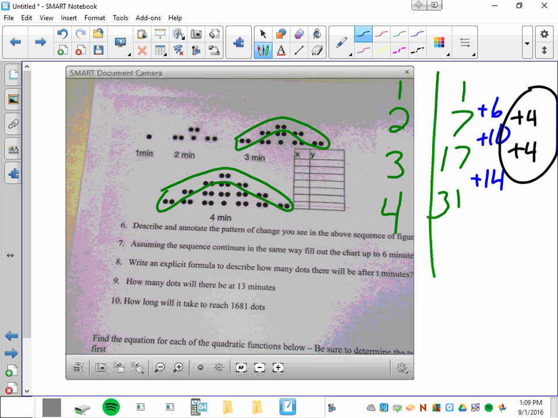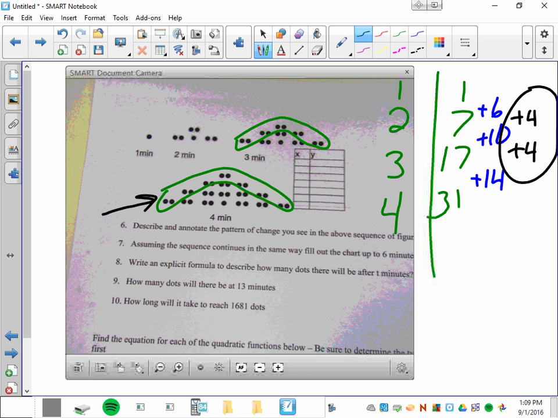So for number 6, you need to annotate the pattern, whatever pattern you see, and maybe you see a different one. You need to describe it or circle it and describe it. Number 7, assume the sequence continues in the same way. Fill out the charts to 6 minutes.